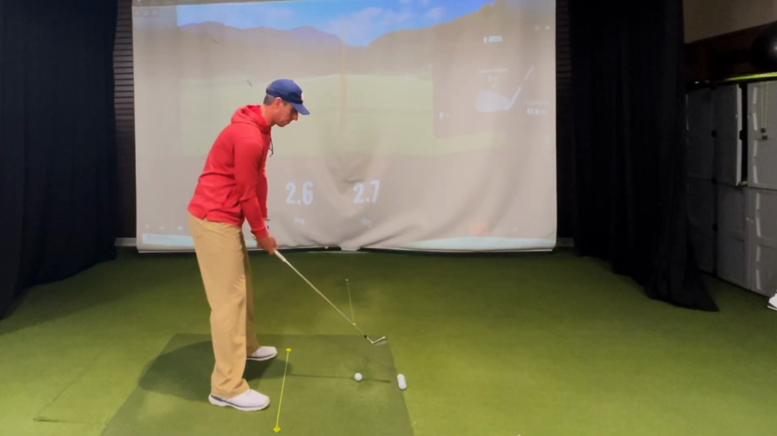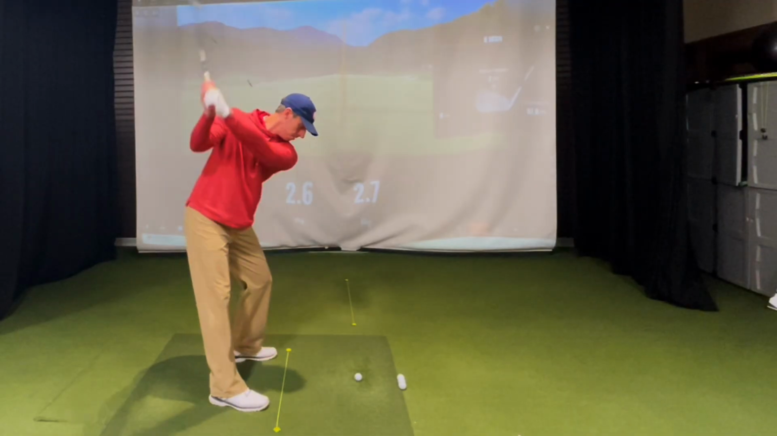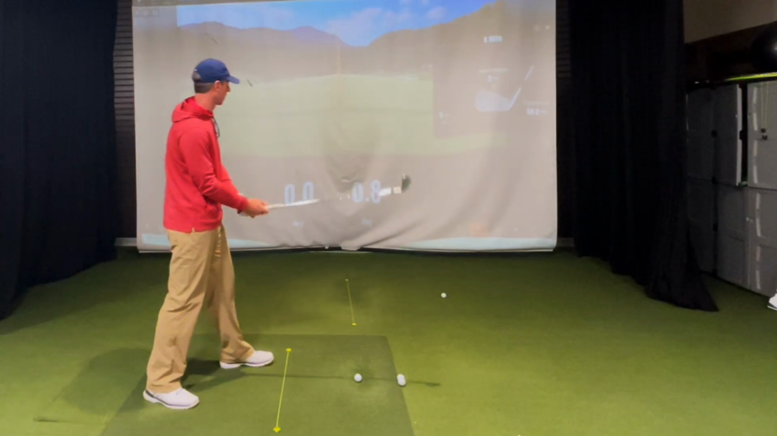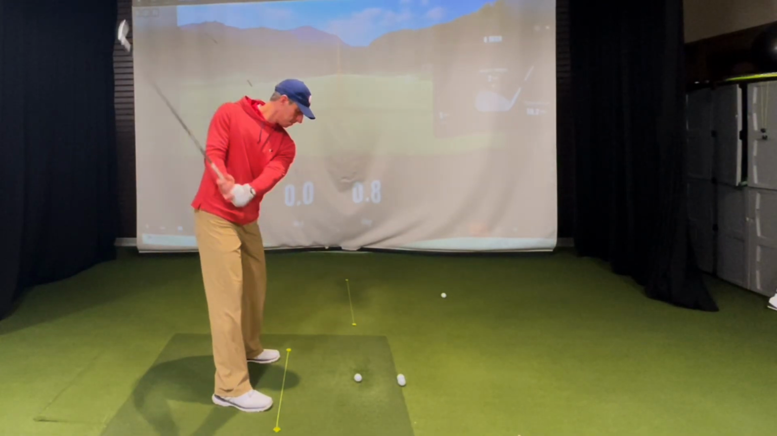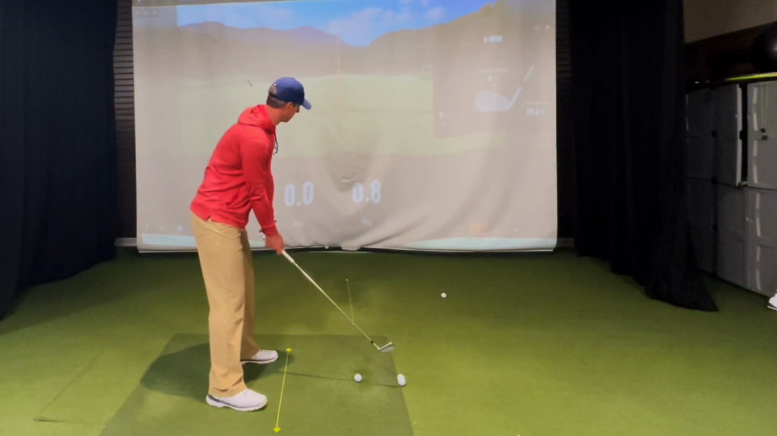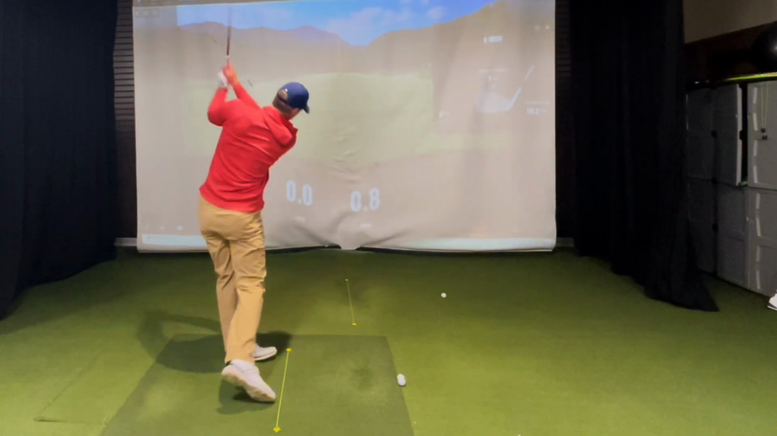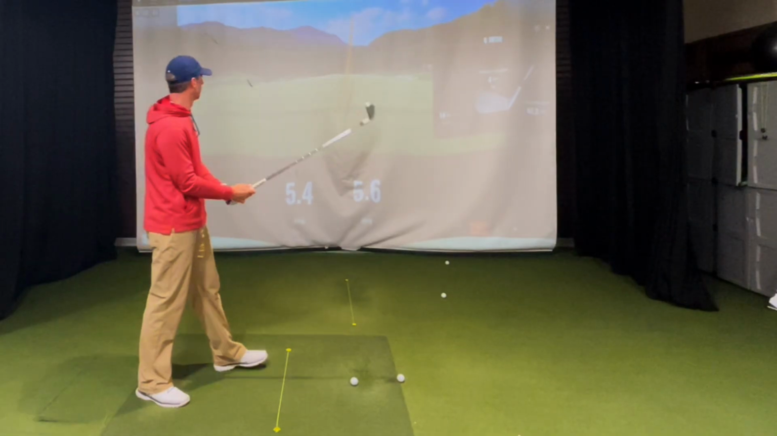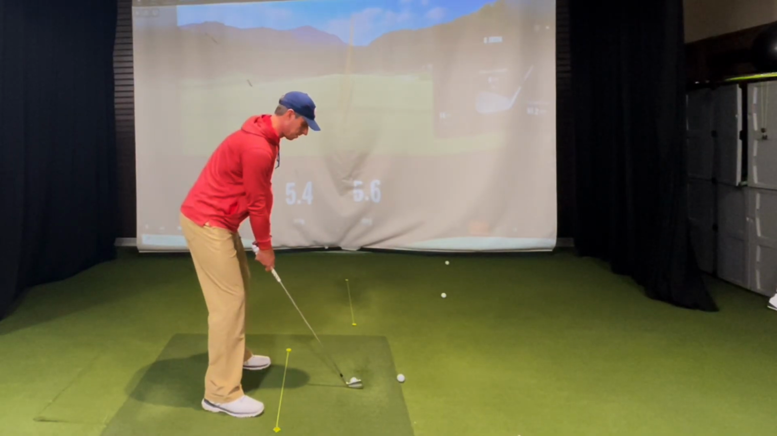So what we're looking at is a few shots that I've hit with club face angle and launch direction on the screen. Launch direction is the direction right or left in degrees that the ball took off. So that was a square club face and the ball took off essentially at the target. I'm going to hit one here with an open club face, a club face out to the right, and you can see the launch direction essentially mirrors the club face angle. The club face was 5.5 degrees open. The ball took off 5.5 degrees to the right.